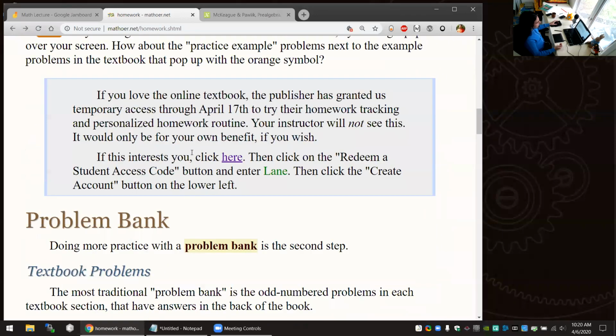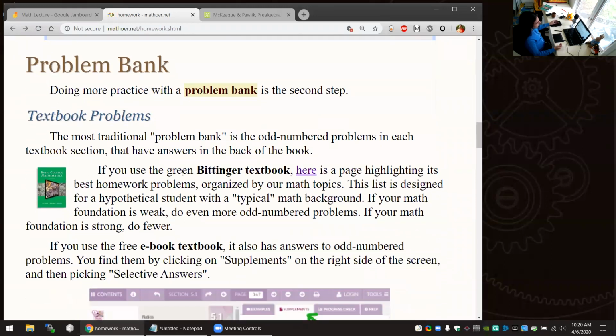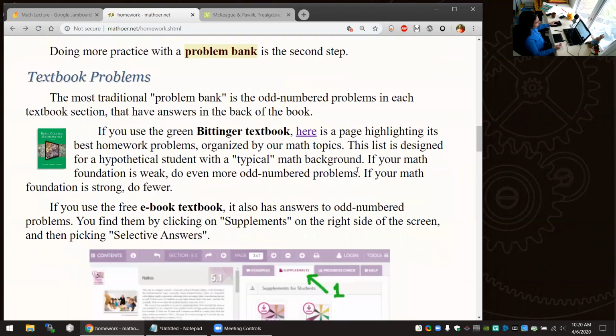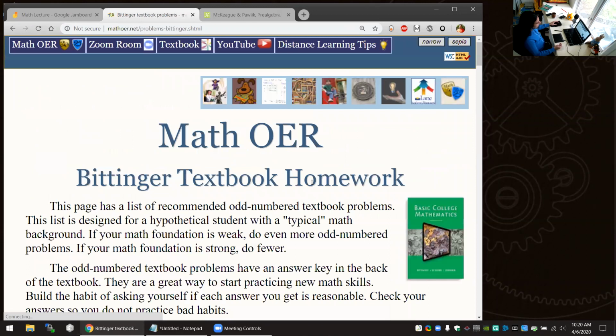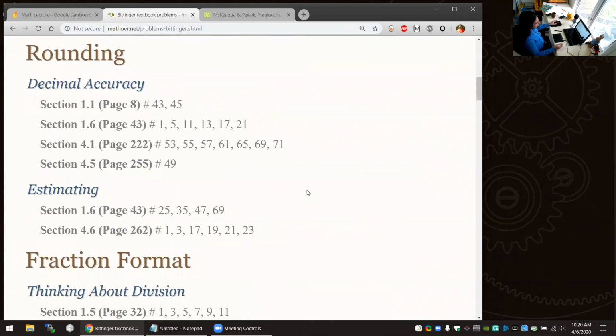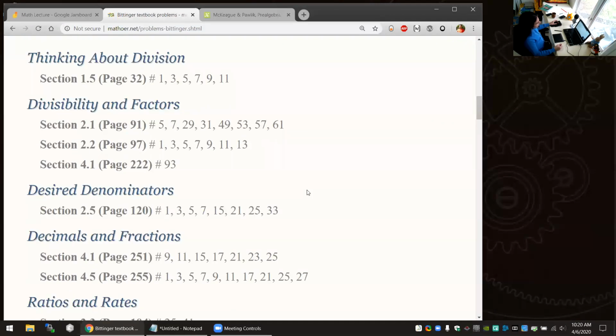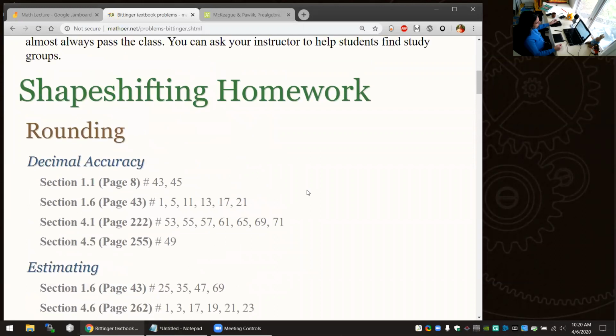The next level of homework is your problem bank. And the basic problem bank, which I forgot about, silly, in the video, is just what's in your textbook. If you have the Bittinger textbook, then here is a list of the best-of homework, so you don't waste your time. If you had a strong math background, there's too many here. If you had a weak math background, then you might need more than this.